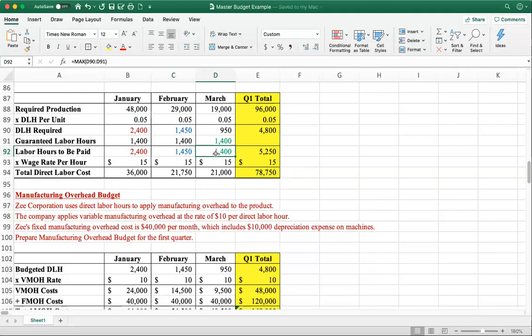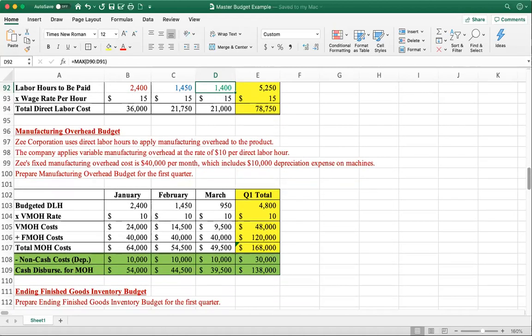Now, these hours are for the direct labor payment. This is for direct labor cost purposes, but these are not the actual direct labor hours worked, because in March, 950 direct labor hours were worked, not 1,400. So we are going to use the direct labor required row here, row 90, which has 2,400 for January, 1,450 for February, and 950 for March. These are the actual direct labor hours worked. When we calculate overhead, it's driven by the actual activity level. Actual activity levels are 2,400, 1,450, and 950 for January, February, and March, respectively.